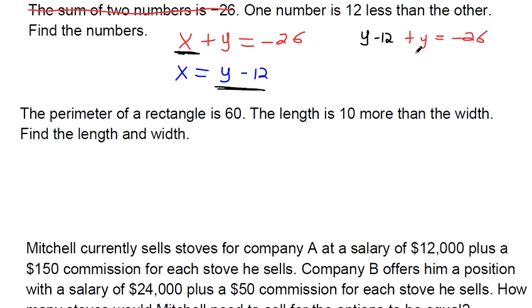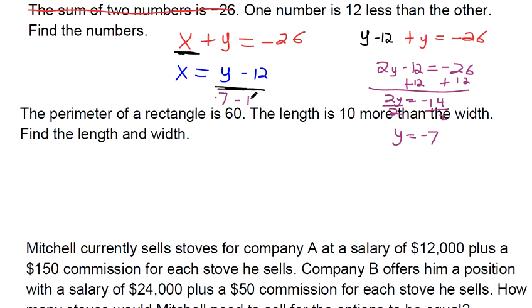A y plus a y, they're both on the left side of the equals. So y plus y makes 2y. And then we're trying to get y by itself, so let's add 12 to both sides. And then still trying to get y by itself. This is 2 times y equals negative 14. So divide 2 from both sides. Y is negative 7.